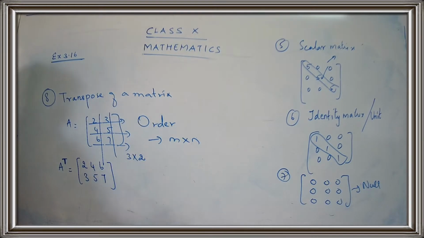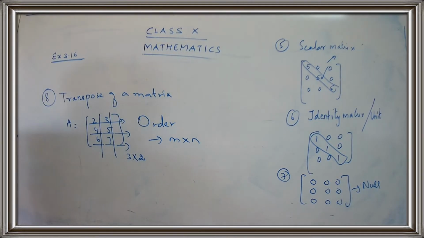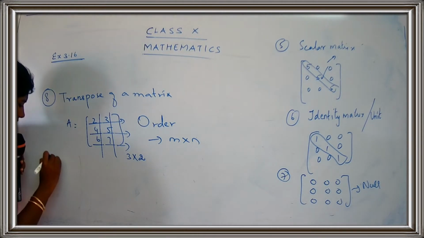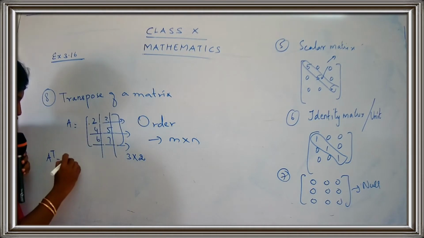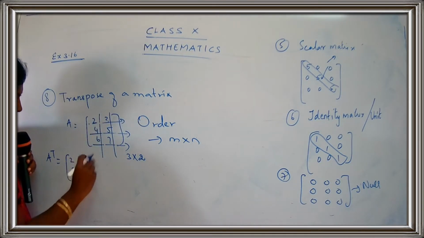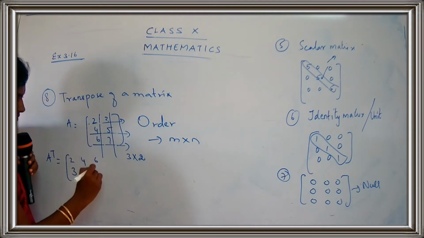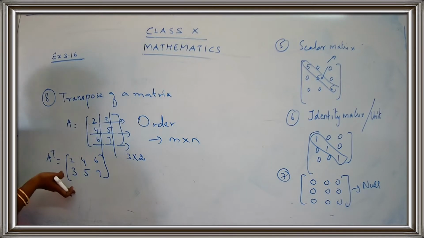I'll tell you the 2 ways also: interchanging rows into columns and columns into rows. I'll write A transpose first. You see here, I'm going to change this row as column. So 2, 3. Change this row as column: 4, 5. Change this row as column: 6, 7. Here I change the row into column.